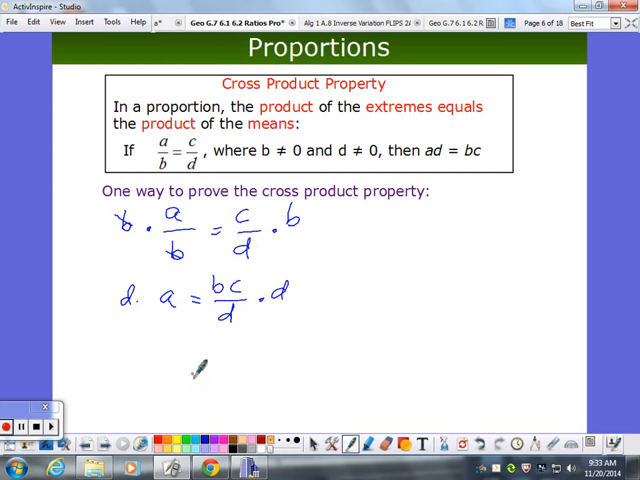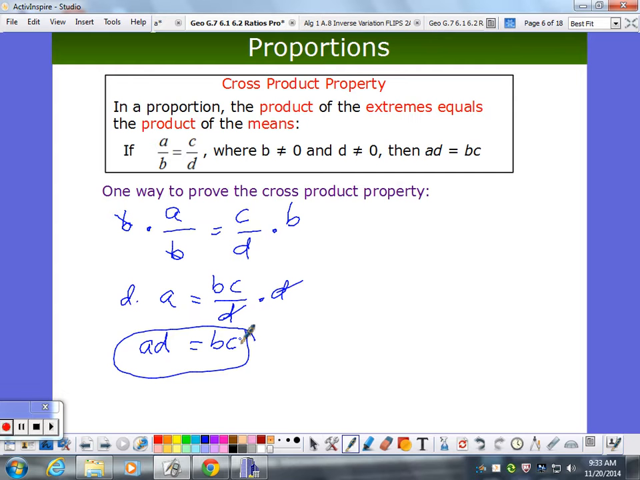Multiplication property of equality. It says I can multiply the same thing on both sides. They're still going to be equal. D times A is the same as A times D using the commutative property of multiplication. This will cancel out. And here it is. So it's not magic. It really is. We're just getting rid of denominators.